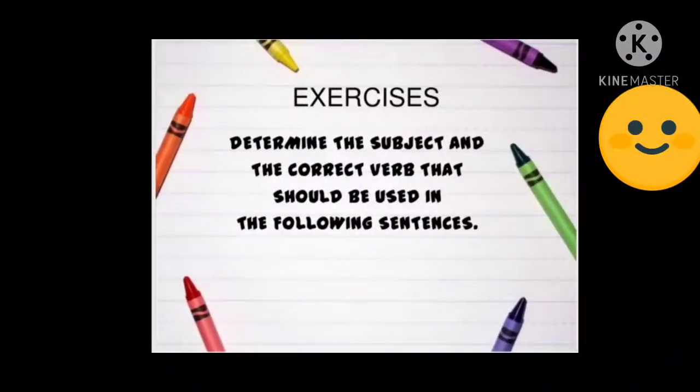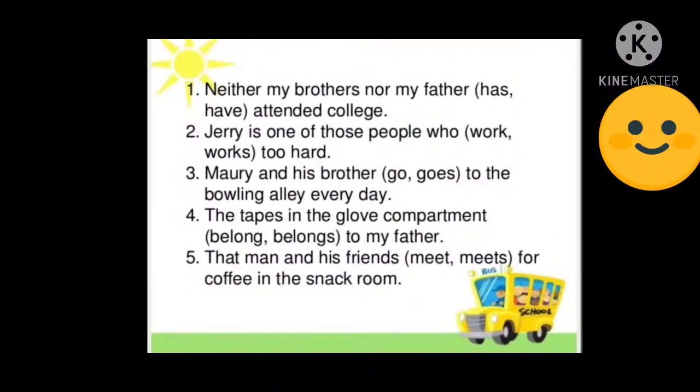Let us do some exercises. How well did you understand this topic? Determine the subject and the correct verb that should be used in the following sentences. Neither my brothers nor my father dash attended college: has or have? Recall the rule. If two subjects are connected by neither nor, then we always go with the second subject, the nearest. What is the nearest subject? My father. My father, singular or plural?